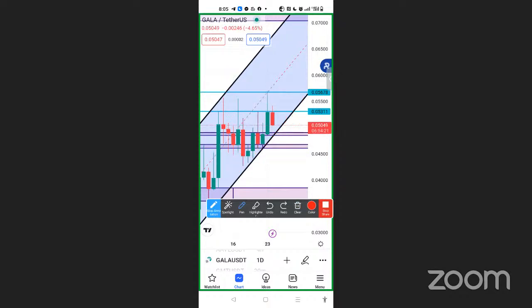So what do I do? I'm able to take this middle line as well. So this becomes my support. This is my resistance. If it's broken here, this is my support, and this is my resistance.